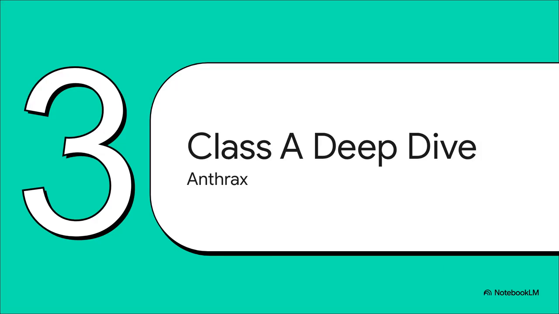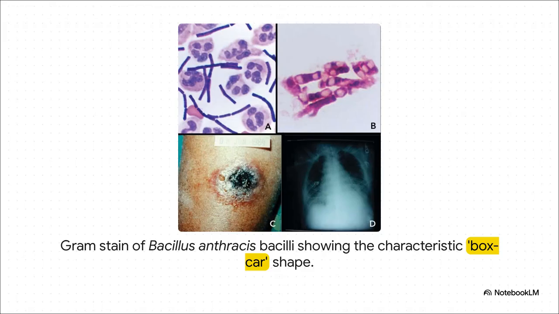And we'll start with probably the most infamous bioterrorism agent out there, anthrax. Its spores can be turned into an aerosol, which makes it an incredibly potent weapon. Under the microscope, Bacillus anthracis has this really distinct look. You can see these big, gram-positive rods that look like they're linked together in chains. That's where they get the name boxcar shape. If you see this in a blood or spinal fluid sample from a patient with a suspicious illness, that is a huge diagnostic clue.